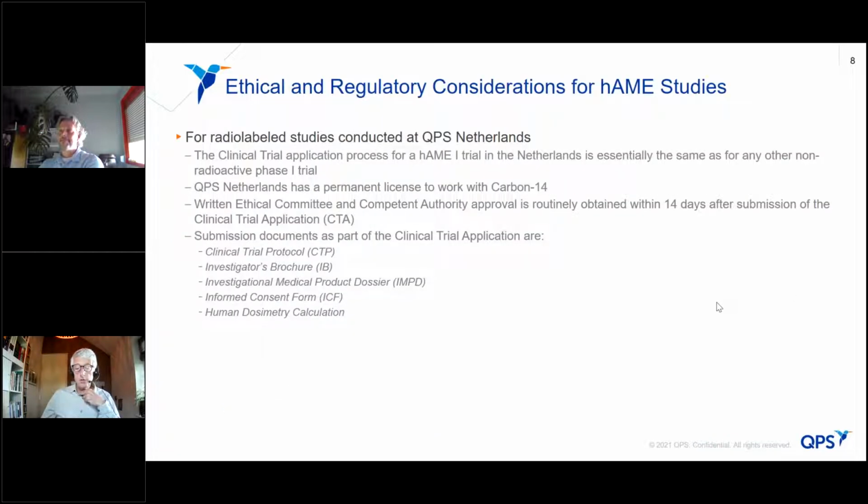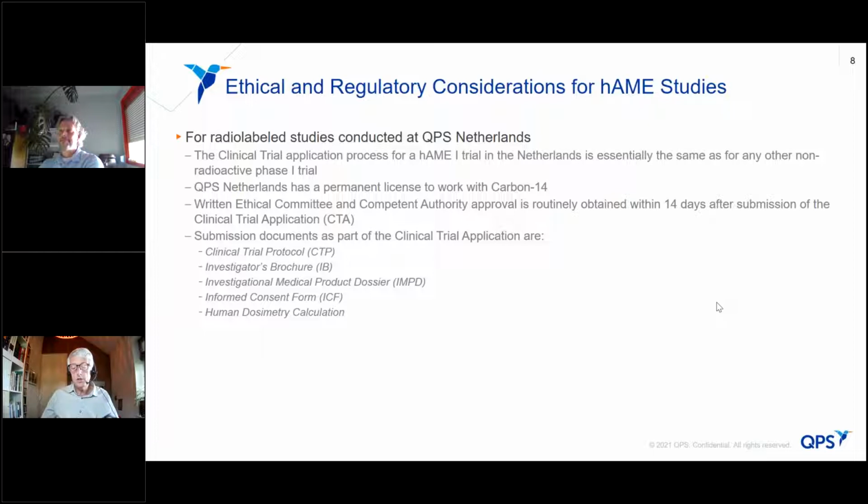In the Netherlands, there is no radiation board that is involved in the review process. Many other countries in Europe have these. For example, in England, you have the RSAC. And this means that besides some additional documents, the regulatory process is the same as in any other CTA.